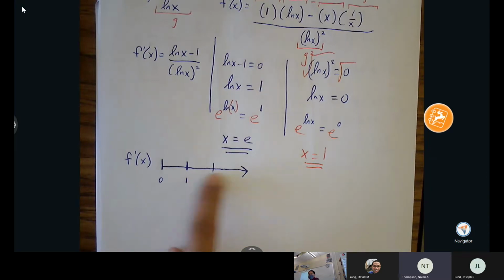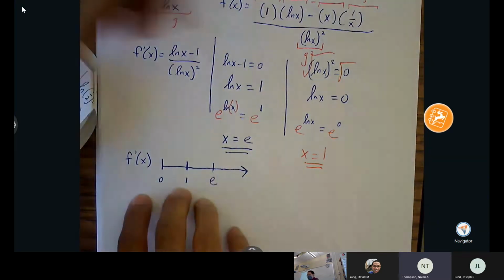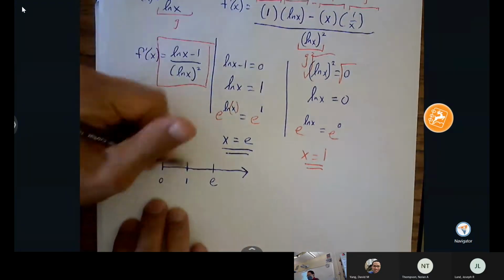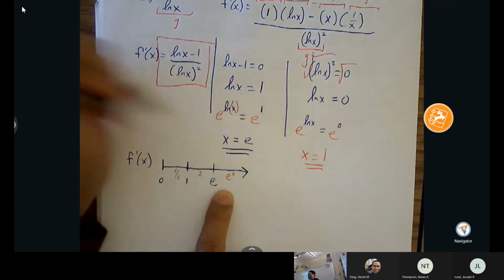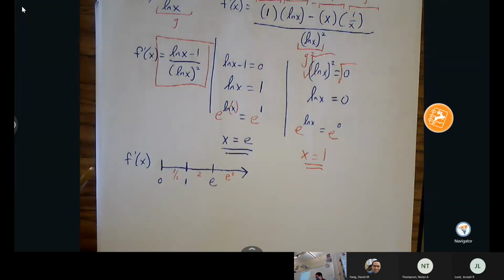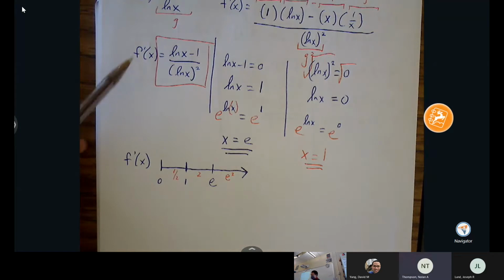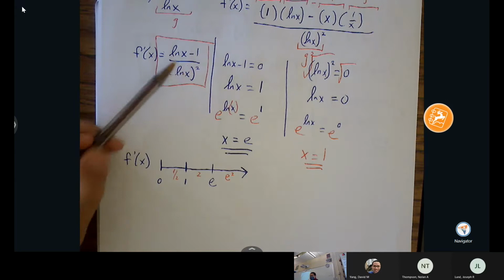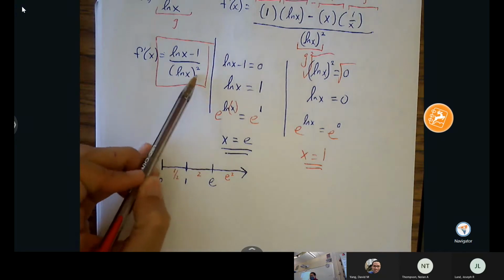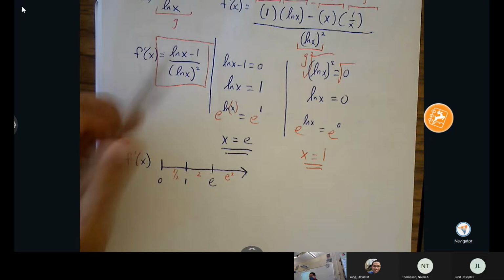Find if it's negative or positive. Test numbers against our f prime. I'll choose 1/2. I'll choose 2. I'll choose e squared. Okay, plug into our derivative function. So natural log of 1/2 is around -0.5. Negative minus 1 is negative. What's nice about the denominator? It's always positive, so negative over positive is negative.